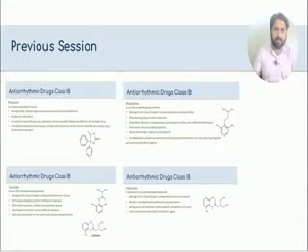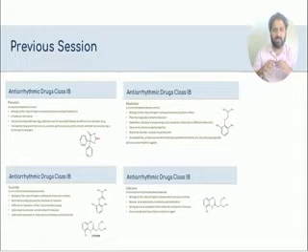Before we move on, let me recall that the antiarrhythmic drugs are classified into four types: class 1, 2, 3 and 4. Class 1 is further divided into class 1A, 1B and 1C. Class 1A drugs are quinidine, procainamide and disopyramide, and we have also covered the disopyramide synthesis. They lengthen the duration of the action potential. The drugs of class 1B are phenytoin and mexiletine. They shorten the duration of the action potential.